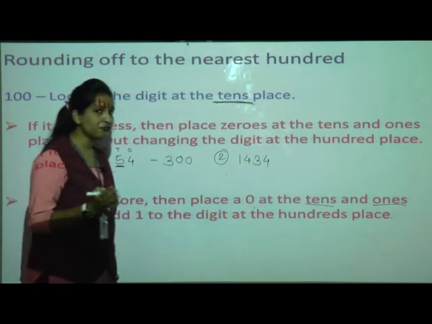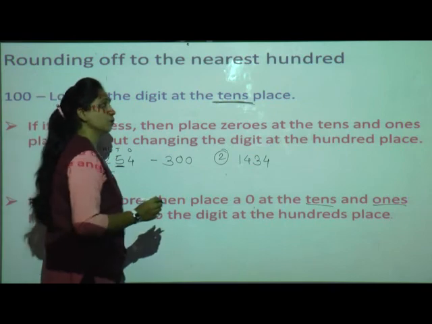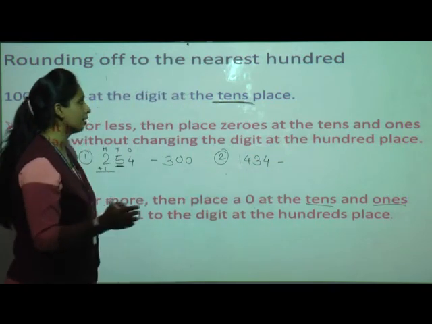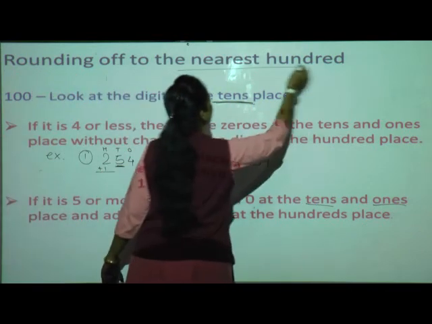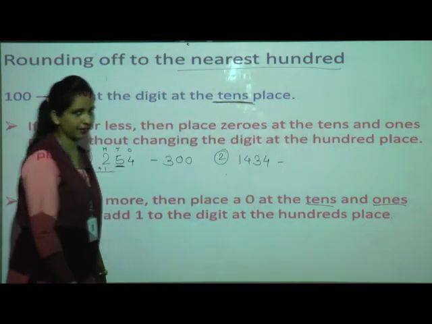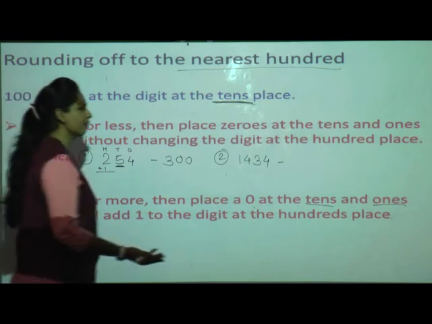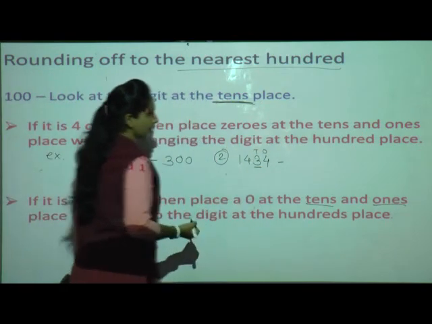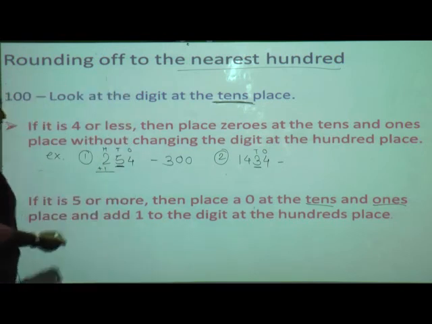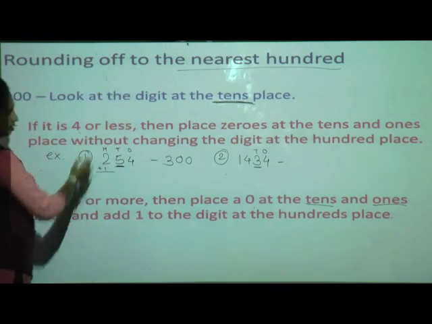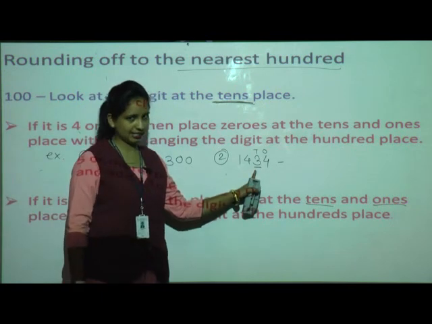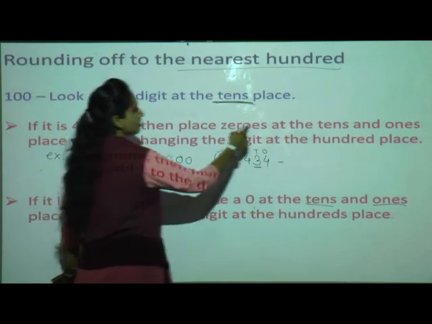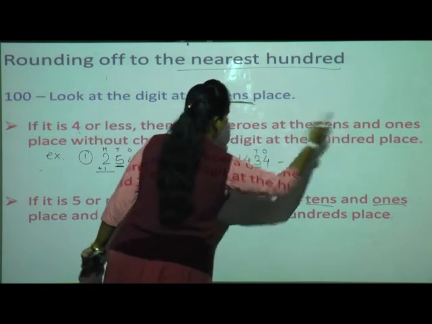Now I have taken a 4-digit number. But how many digits the number has is not important. The question is important: rounding to the nearest 100. So whenever it is nearest 100, just look at the tens place. What is there on the tens place? 3 is there. If it is 4 or less, of course it is less than 4. So what do we have to do? Then place the zeros at the tens and ones place.